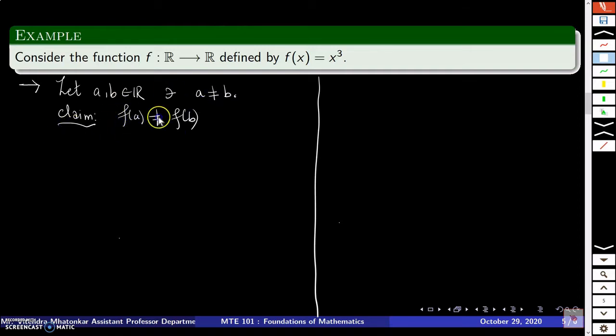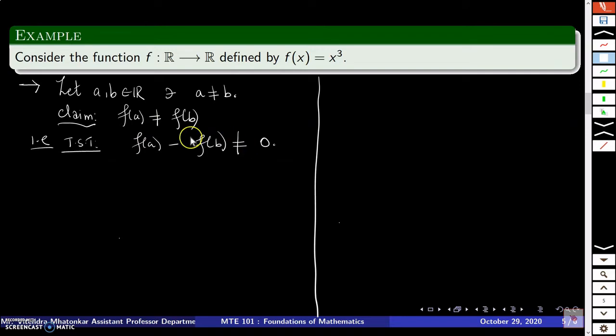Now, showing that f of a is not equal to f of b is same as showing that f of a minus f of b is not equal to 0. If their difference is non-zero, then they are not equal, right?